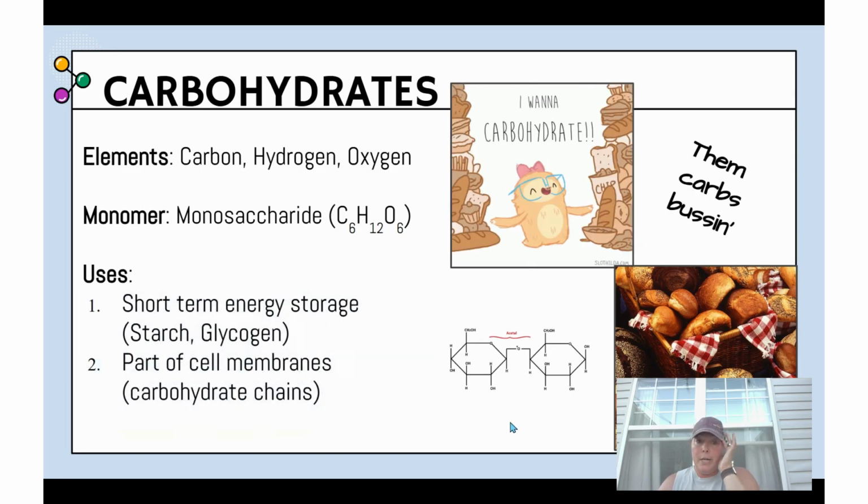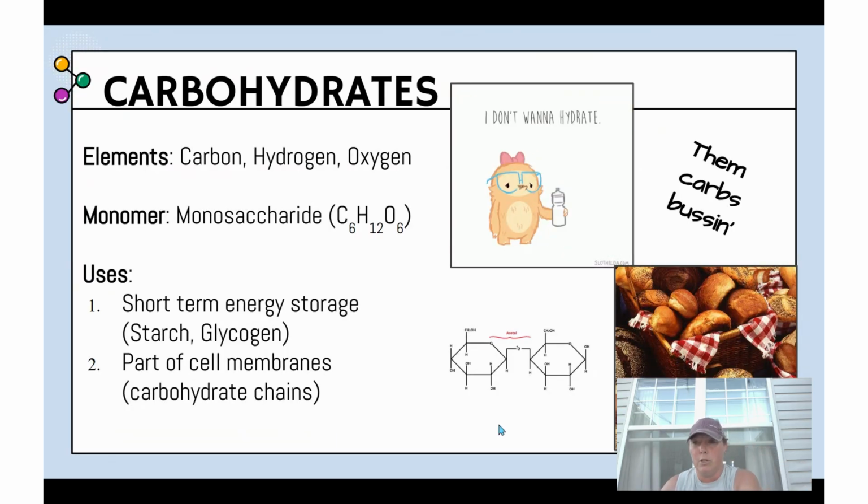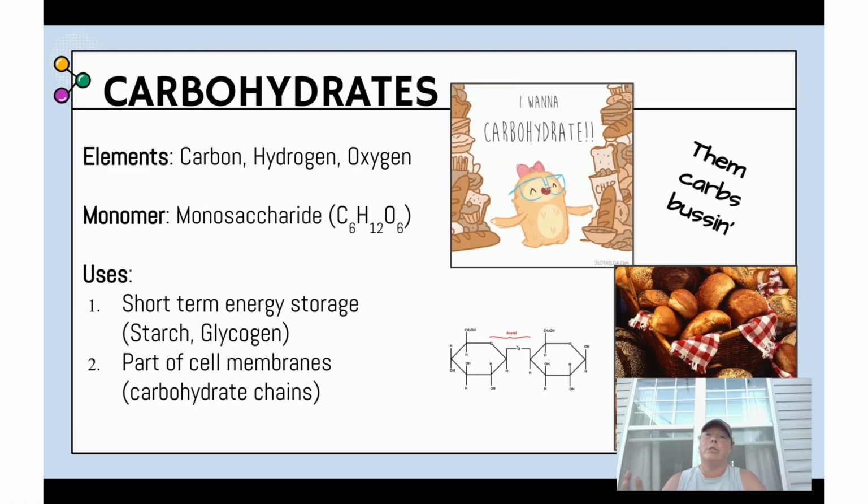So carbohydrates are generally short-term energy storage. You store carbohydrates in your muscles. It's called glycogen. If you lift weights or exercise, you might have heard about glycogen before. And starch you find in plants, and it's where plants store most of their energy. Also, carbohydrates are part of our cell membranes. They create chains that we use to communicate with other cells, cell to cell communication. So carbohydrates have lots of functions, but specifically we think of them as short-term energy storage. That's why before a game you have a pasta party, right?